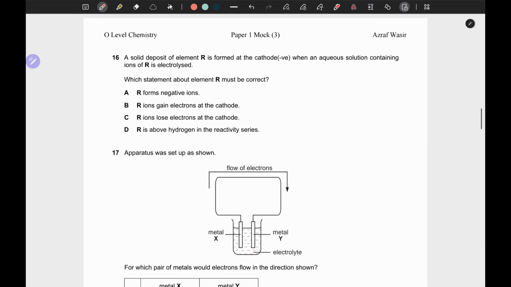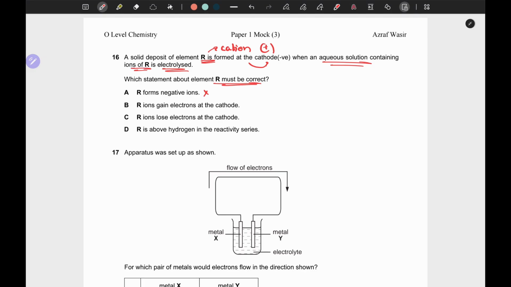Number 16. A solid deposit of element R is formed at the cathode when an aqueous solution containing ions of R is electrolyzed. Which statement about element R must be correct? So R is formed at the cathode, so R must have formed a cation. Now let's look at our options. R forms negative ions. Cations are always positive, so this can't be the answer.